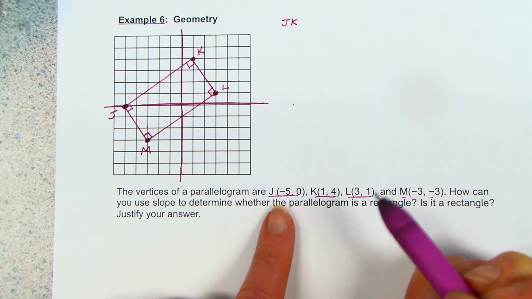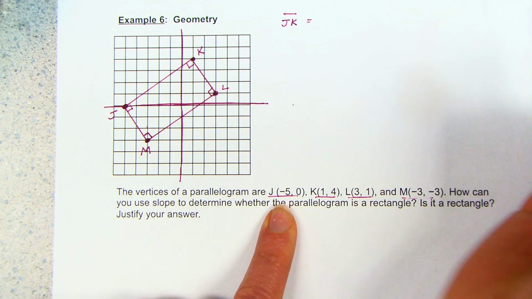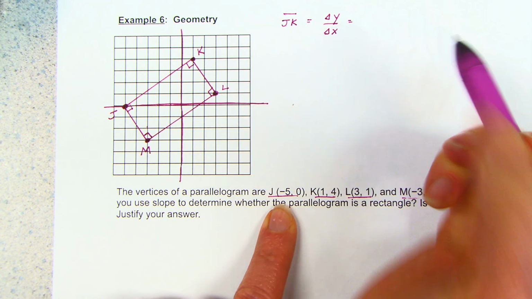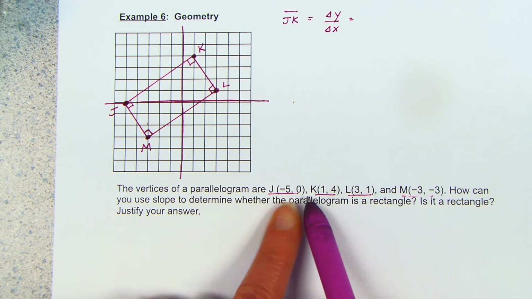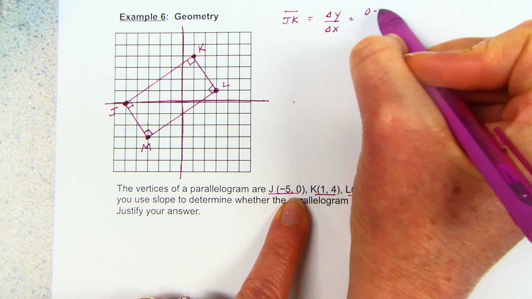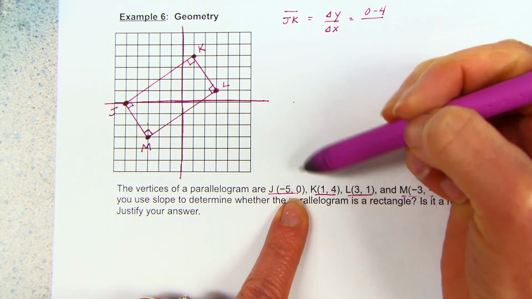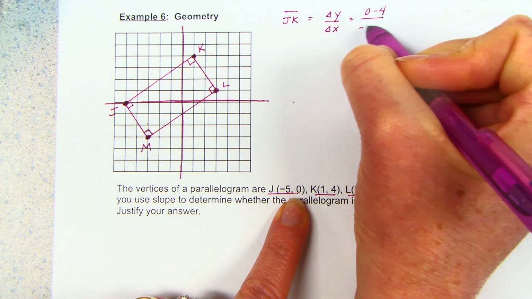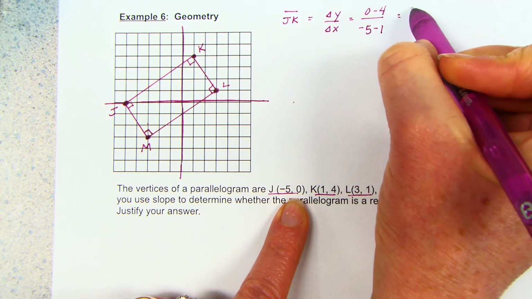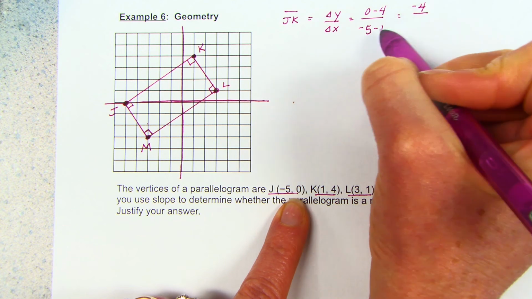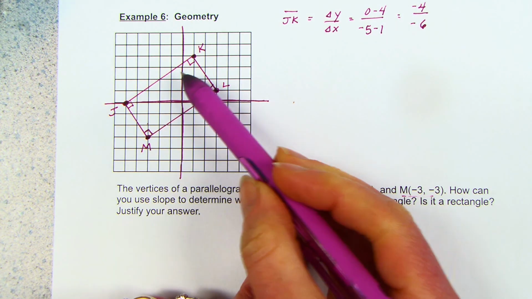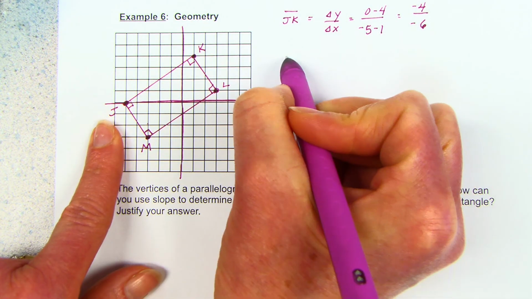Let's see, so J and K. We've got change in Y, change in X. You see that? Okay. The Y's are 0 minus 4, and the X's are negative 5 minus 1. 0 minus 4 is negative 4. Negative 5 minus 1 is negative 6. That's JK. Let's compare that to JM.